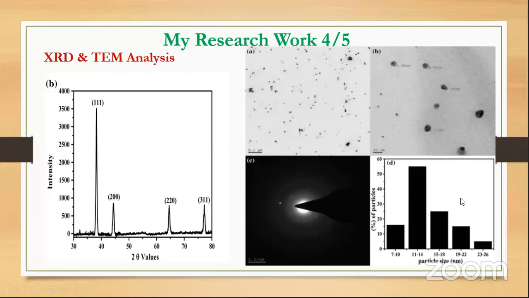This is the distribution of the nanoparticles from TEM. So by TEM, we obtain the size of the nanoparticles. See here, spherical shapes are available. Mostly spherical nanoparticles are present, with only a little deviation from spherical. The maximum of the nanoparticles here are spherical.